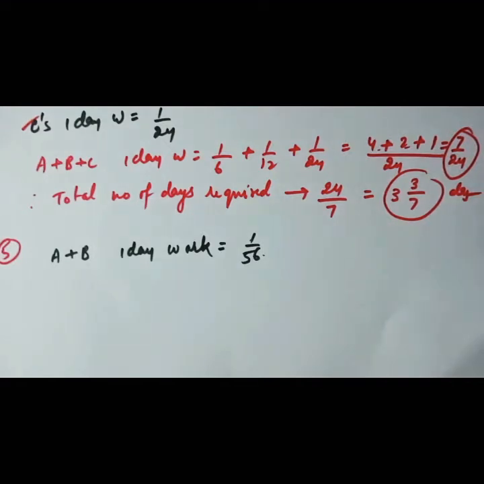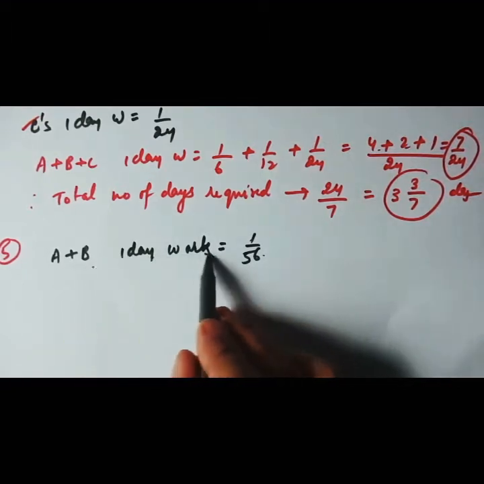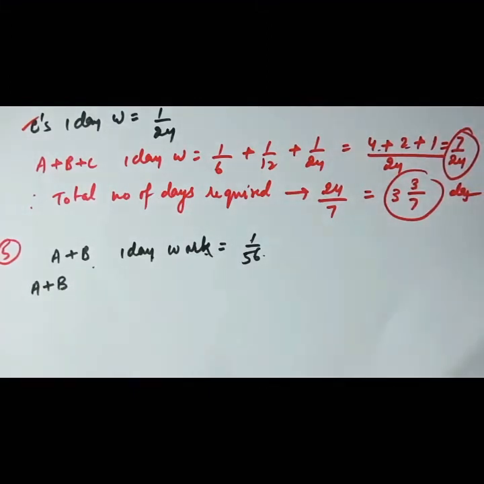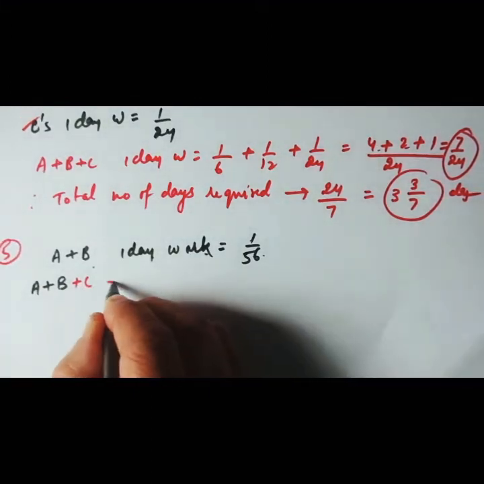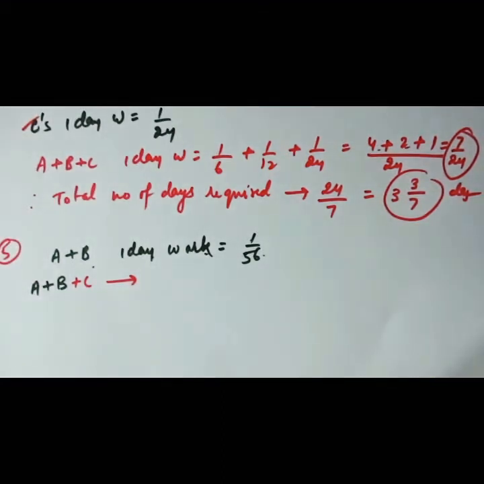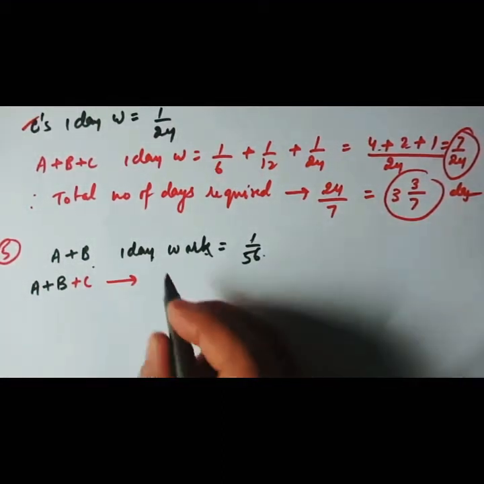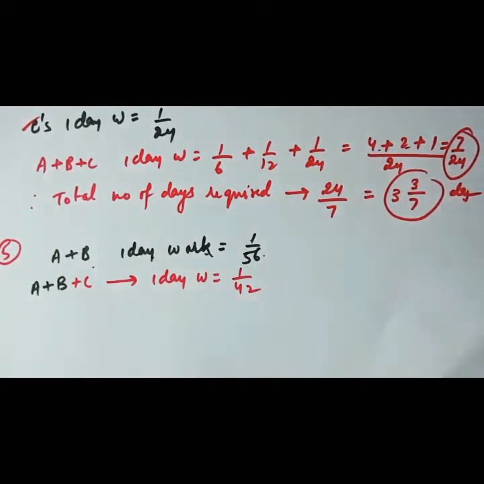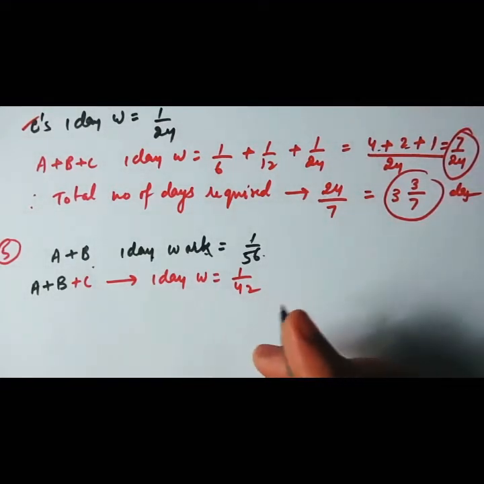And with the help of C, they should have mowed it in 42 days. 1 minute. Once again, here they say that A and B's 1 day work is 1 by 56. But if C would have come, then they would have completed the work in 42 days. This means A, B and C's 1 day work will be 1 by 42. Clear? So can't you find out how long would C take to mow the field? Come on, we shall do it over here only.